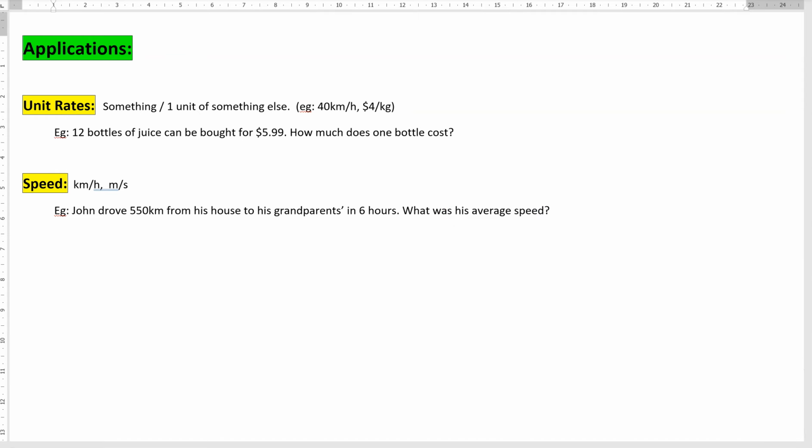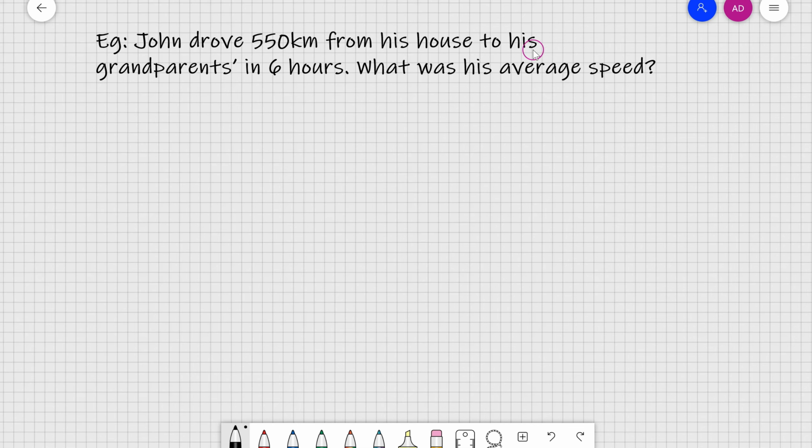Let's solve it. Why do we say average? Because maybe John stopped on his way to his grandparents' house. But let's see, it's about kilometers in this question and hours. Kilometers and hours. 550 kilometers in 6 hours. Remember? Kilometers under kilometers, hours under hours. What was his average speed?